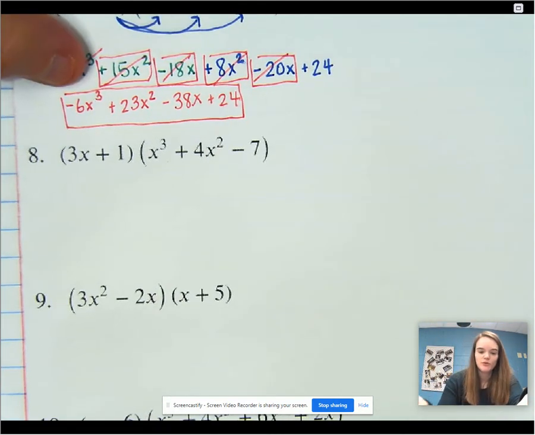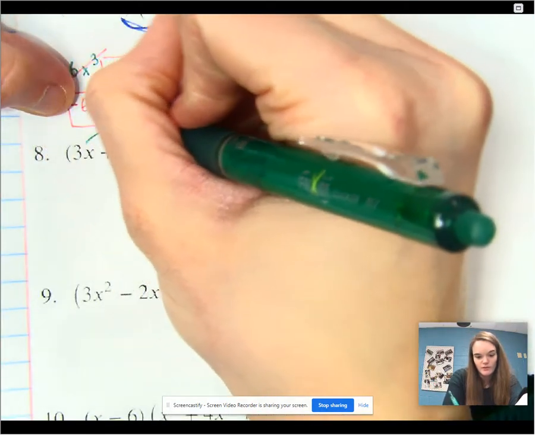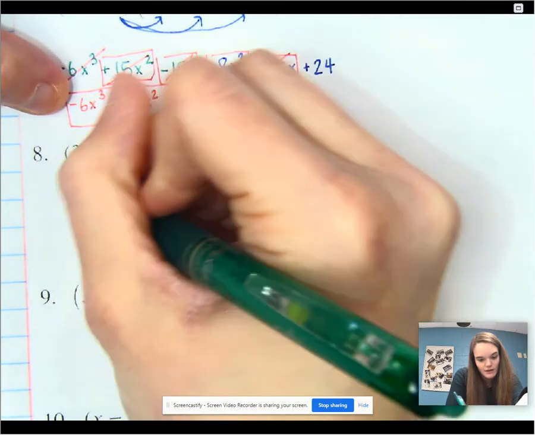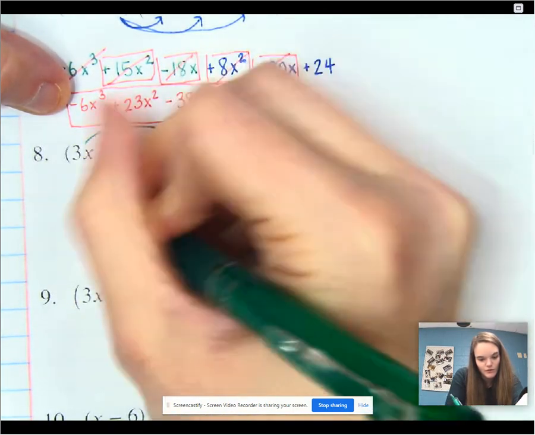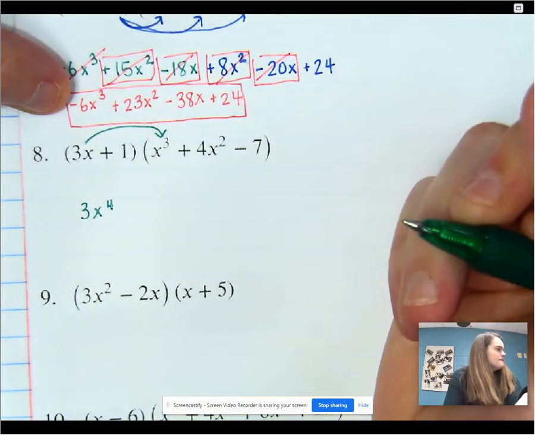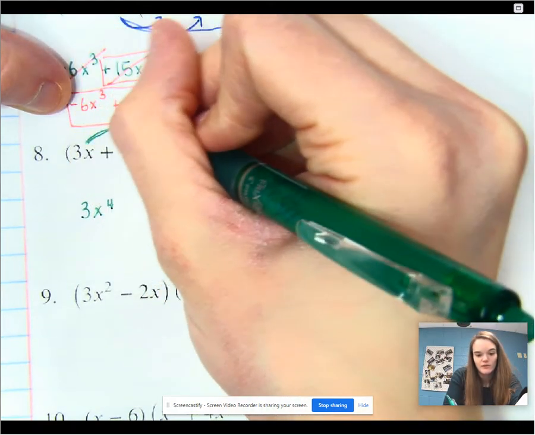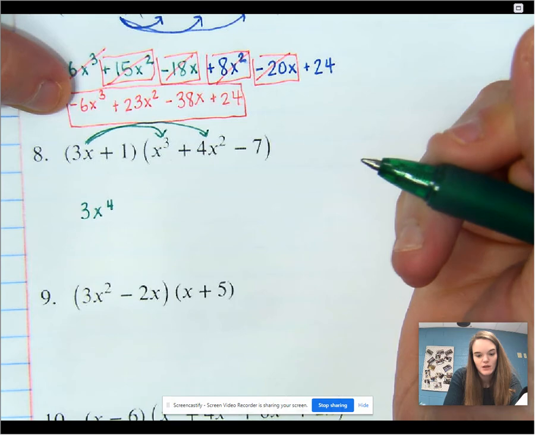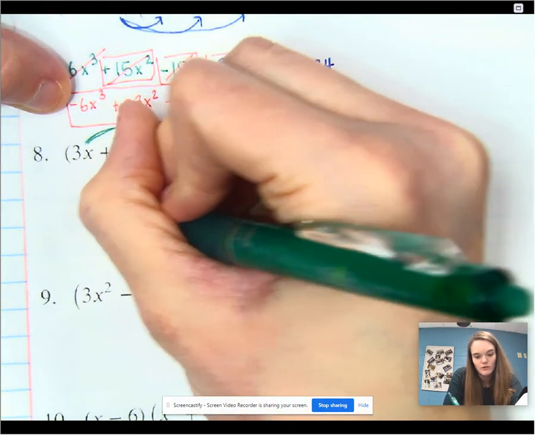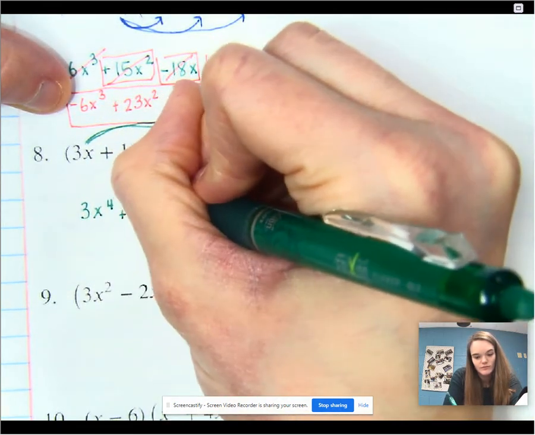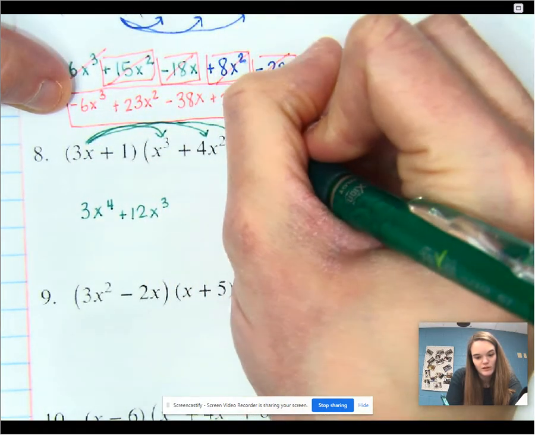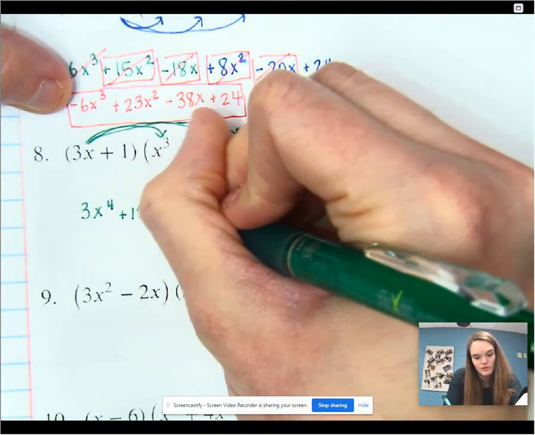Okay, distribute. 3x times x to the third is 3x to the fourth. 3x times 4x squared is 12x to the third. 3x times negative 7 is negative 21x.